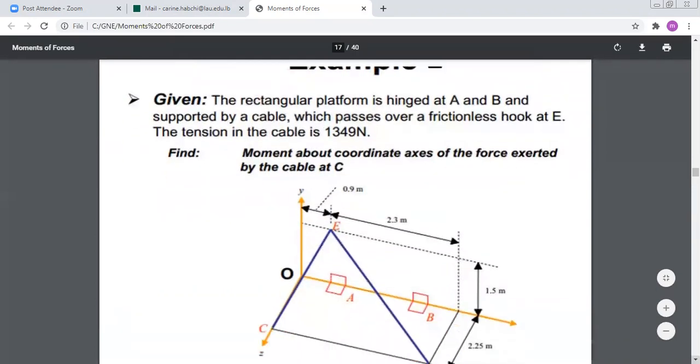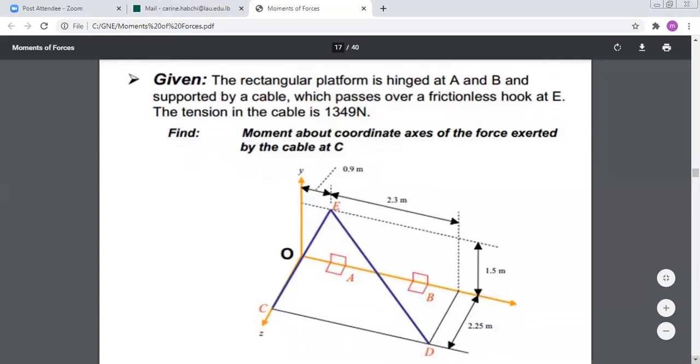So we are given a rectangular plate that is hinged at A and B and supported by a cable which passes over a frictionless hook at E. The tension in the cable is 1349 Newton. Find the moment about the coordinate axes of the force exerted by the cable at C.